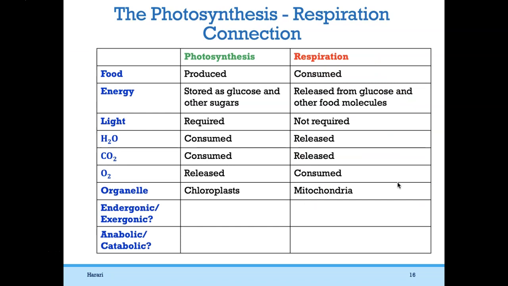So this is a table that I would like to be in your notes. This compares both photosynthesis and respiration. And it talks about whether food is being produced or consumed, is energy being stored or released, is light required, and then for H2O, CO2, and oxygen, is it being required or released? You should also know where each process takes place, whether it's endergonic or exergonic, anabolic or catabolic. So again, this is a good way to organize the information.